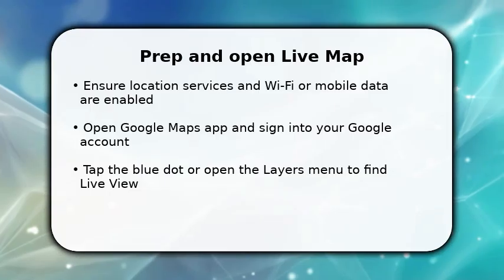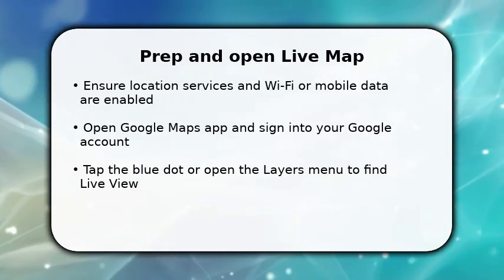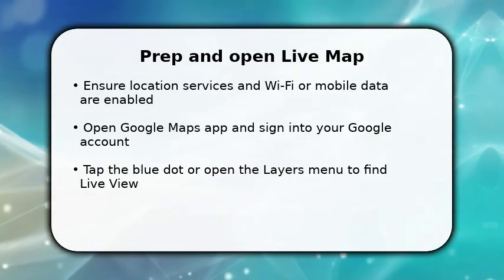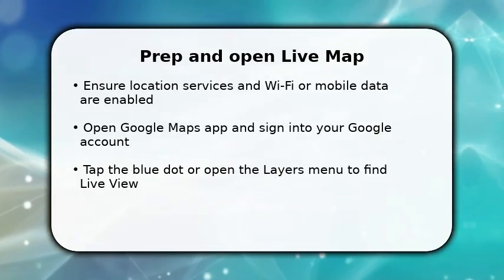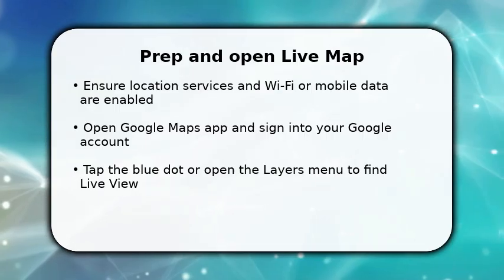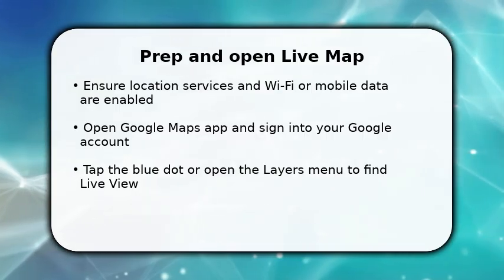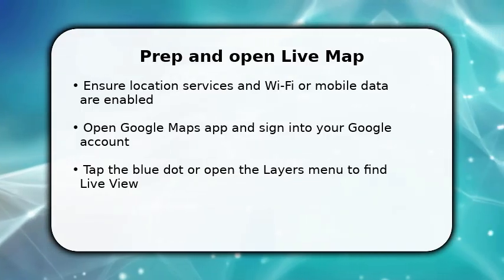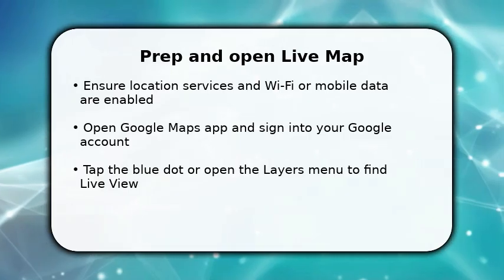You start by enabling location and a stable connection. This keeps live positioning accurate. Open Google Maps, sign in if needed, and look for the blue location dot. Once done, tap the dot or the layers icon to reveal live view or live map options. Make sure Google Maps has permission to access your location and camera if prompted.